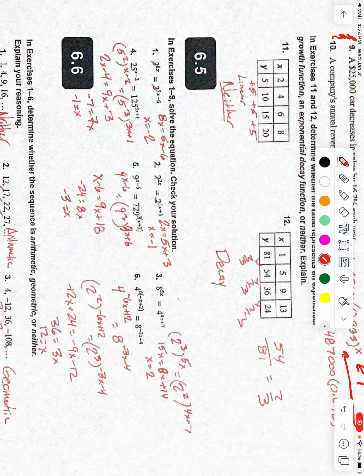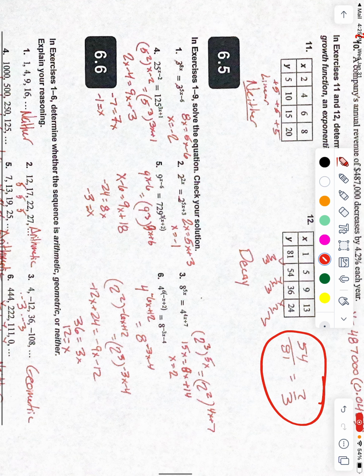See, 11 is linear, so it would not be exponential growth or decay. 12 would be decay. It's multiplying by 2/3, which is a little bit difficult to see, but that's where the second term over the first term can help us out.